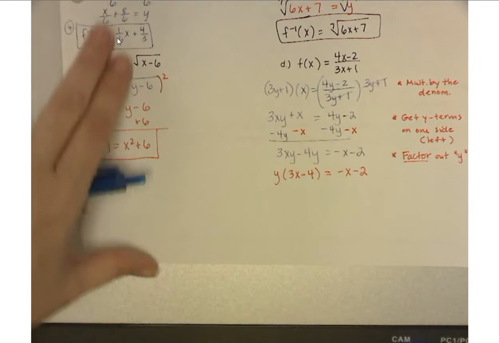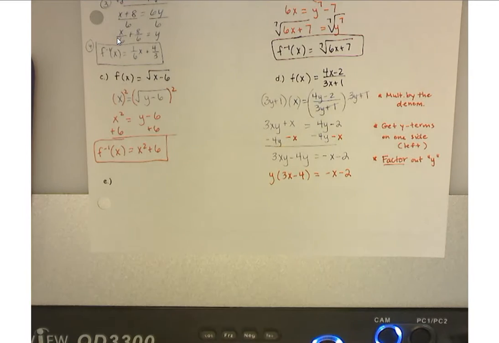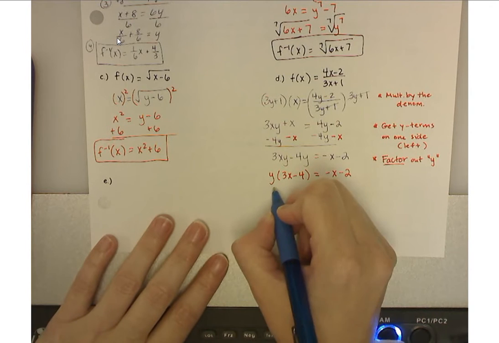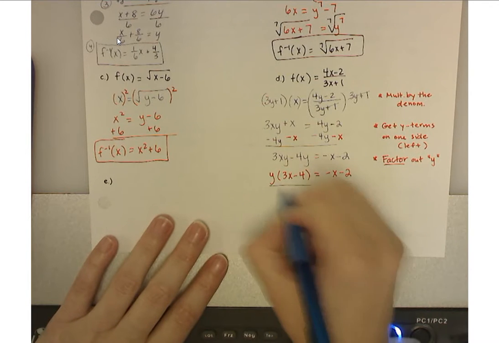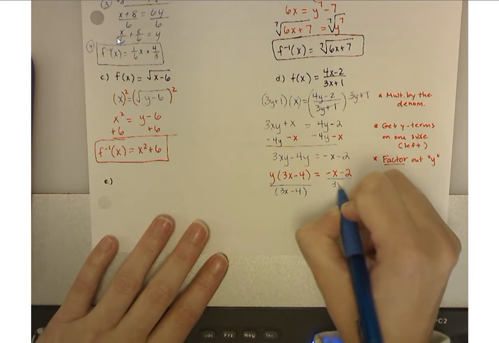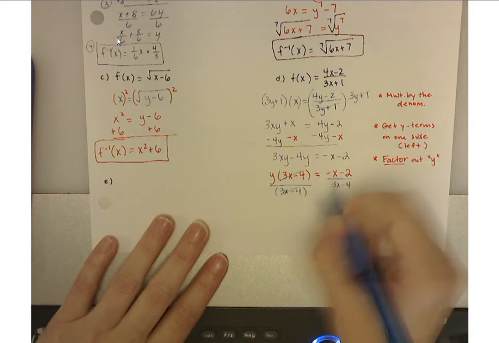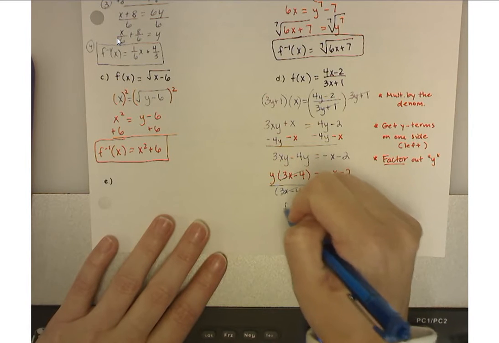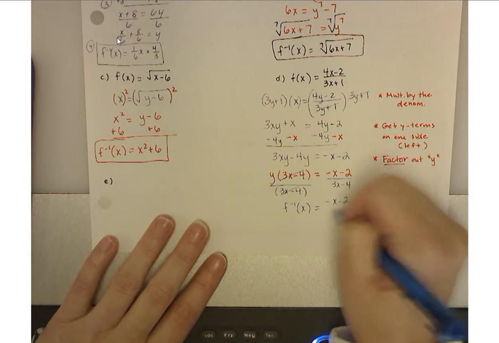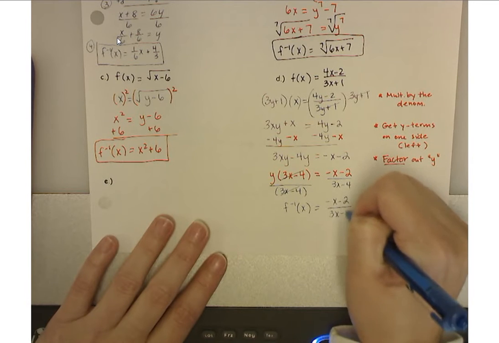And then, Kelly, what's my last step going to be? Take the 3x minus 4 and move it to this side. Yep, and then how do I do it? How do I move that to the other side? Division. Yep. So you're going to divide both sides by 3x minus 4. Okay, and then I'm just going to write this as my inverse now. My inverse is going to be equal to negative x minus 2 over 3x minus 4.